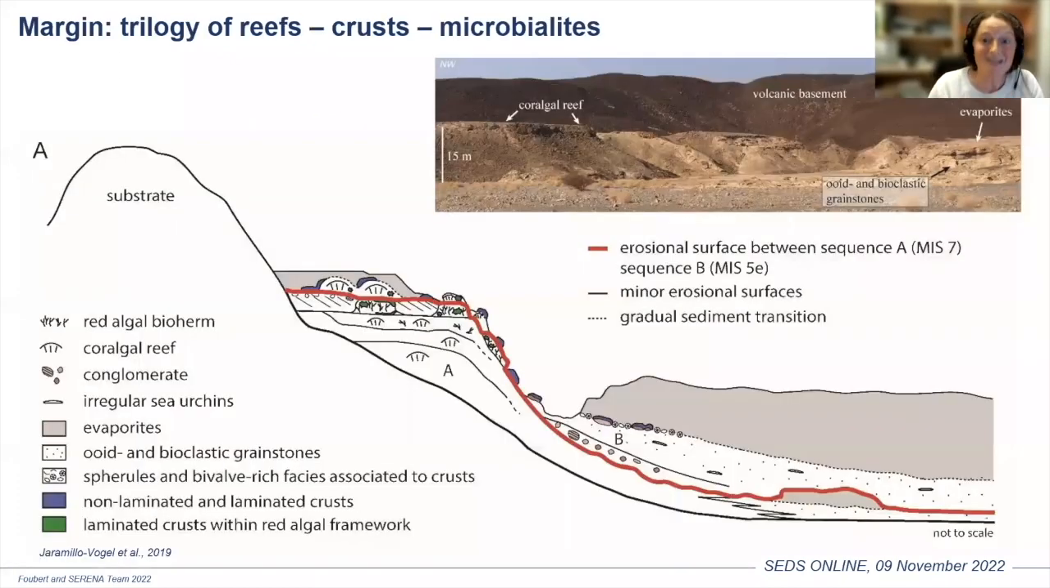But let's come back to the main story. So how do I project this back into a rift basin? I was talking about two successions, which represent the transition from highstand conditions with very well-developed reef facies, during which the Danakil Depression was connected with the Red Sea not far away, towards the development of a restricted evaporative basin, where you then have the crusts, microbialites, and ultimately the gypsum deposits deposited at the margin of the basins.